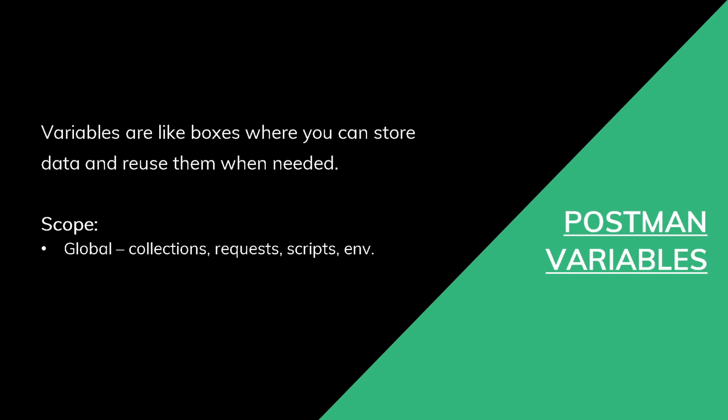The first one we have is the global scope, or the global variable. Global variables allow you to access data between collections, requests, different test scripts, or different environments. They are available throughout your particular workspace. Personally, I wouldn't recommend using global variables unless you want to quickly test something out, as it can cause confusion easily if you work with the same variable names.